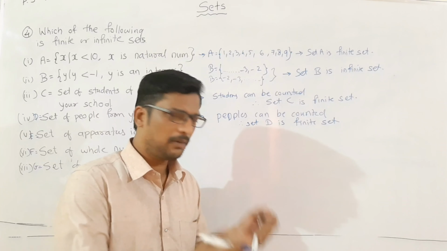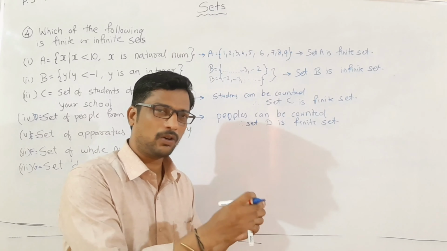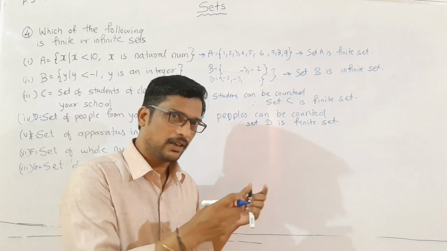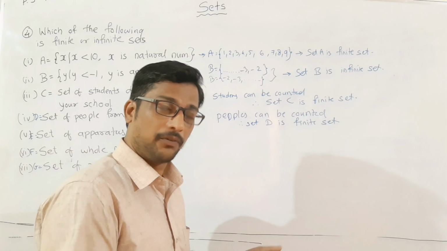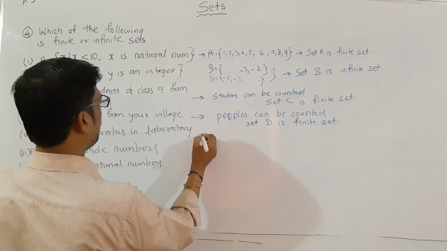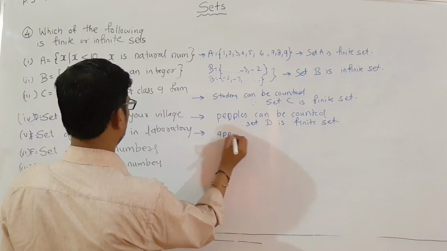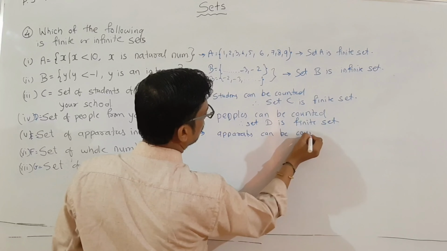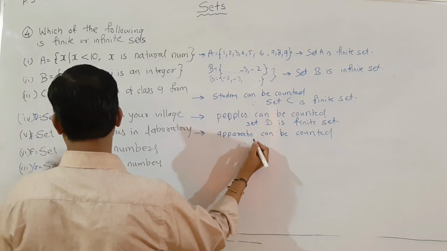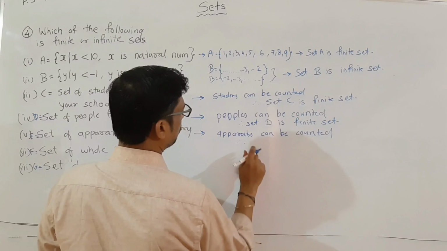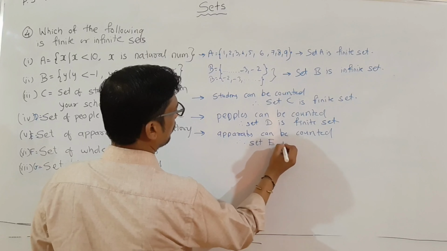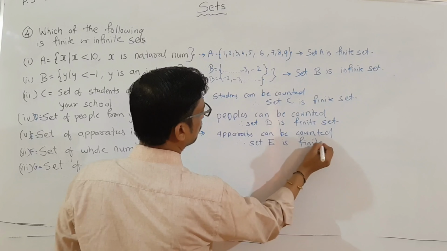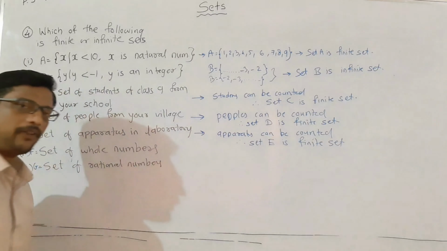Set of apparatus in laboratory. So we have a science lab in our school, isn't it? Now in that laboratory, there are a lot of apparatus, conical flasks, test tubes, and a lot of things are there. We can count that. Yes, apparatus can be counted. Therefore, this set E is again a finite set.